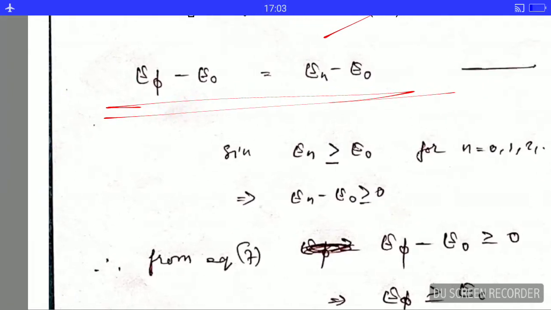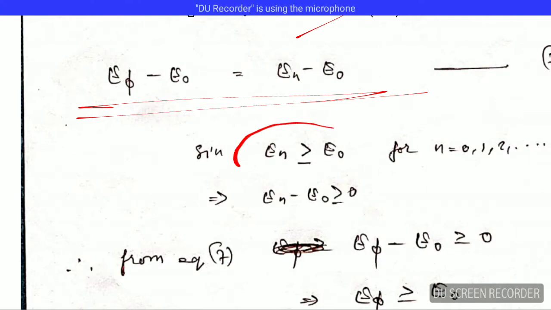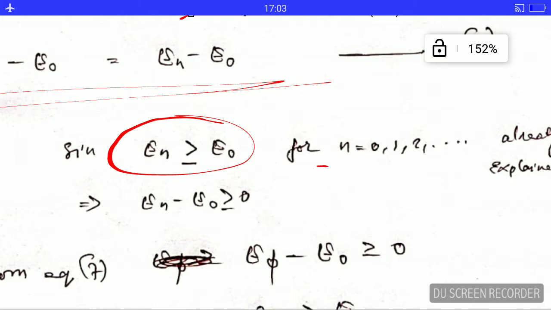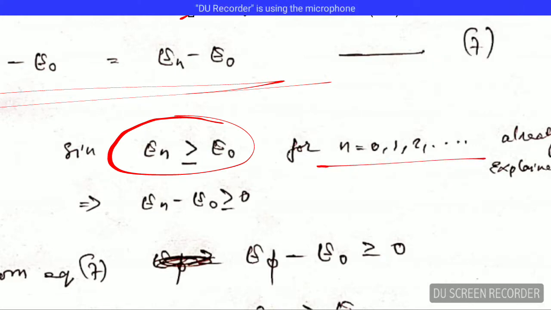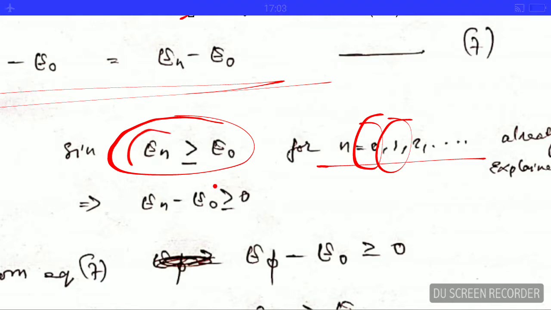Now I have already explained to you that En may be greater than or equal to E0. Because n may be equal to 0, 1, 2, 3, when n equals 0, E0 will be equal to E0, and for 1, E1 will be greater than E0. So finally this means that En is greater than E0, that means their difference should be greater than 0.